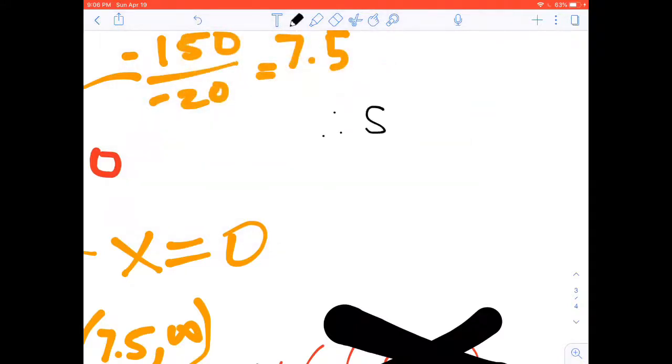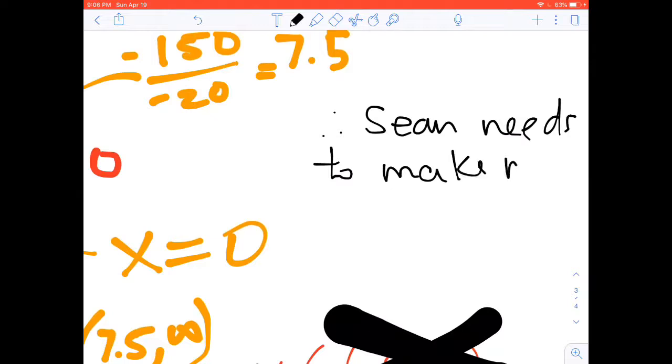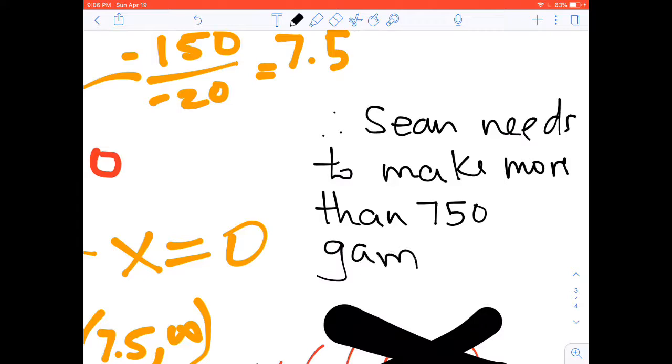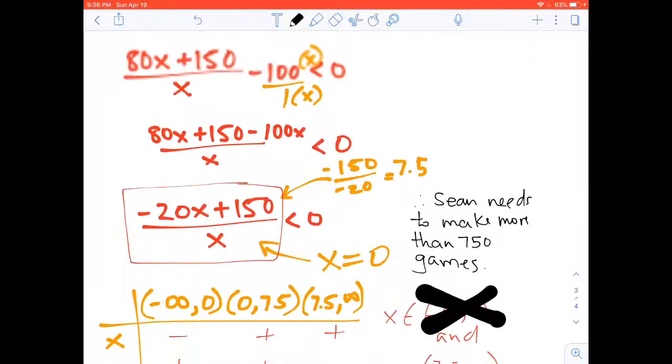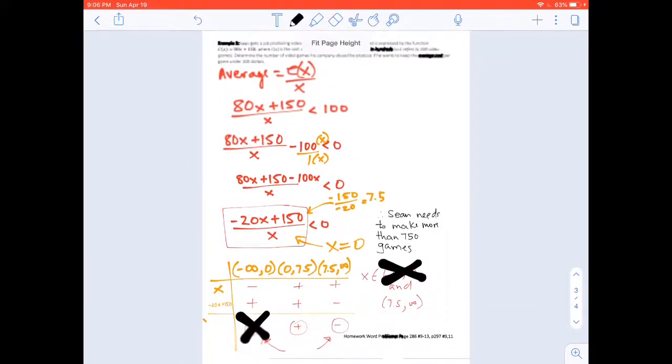Therefore, he needs to make more than 750. It's 750, remember, because x is in hundreds of games. And that's to keep the average cost under $100. And that's the question that we have there.